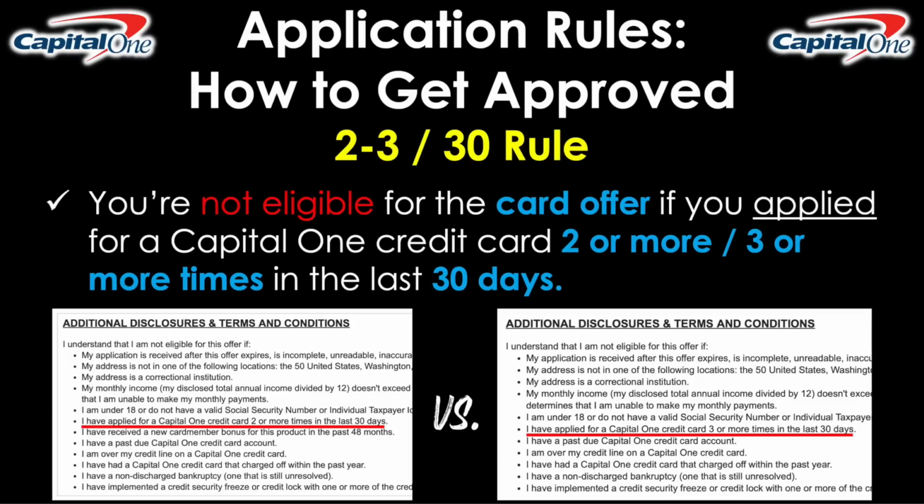For that left one, for the 2 or more times, that was for the Venture X, probably some other Venture cards as well. And then the one that says 3 or more times, that was for the Quicksilver Secured card. So basically, they allow you to have applied more often with their lower tier card here as an example, and still potentially be eligible. And note here that it has to do with applying for a Capital One card, not being denied or not being approved. If you simply applied, meaning you simply submitted an application to Capital One, that counts.